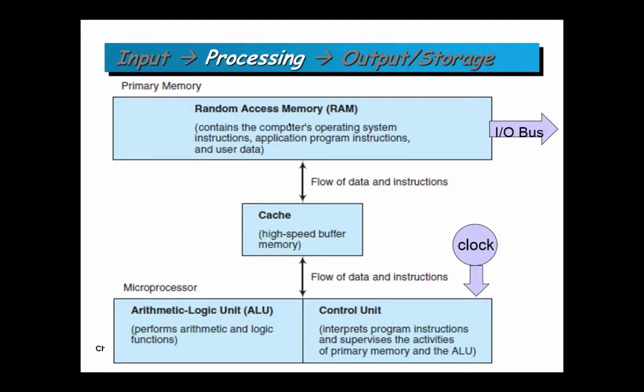The ALU, the arithmetic-logic unit, does the calculations. 2 plus 2 equals 4. So the two of these are really the brain and the central nervous system of the computer. Cache.